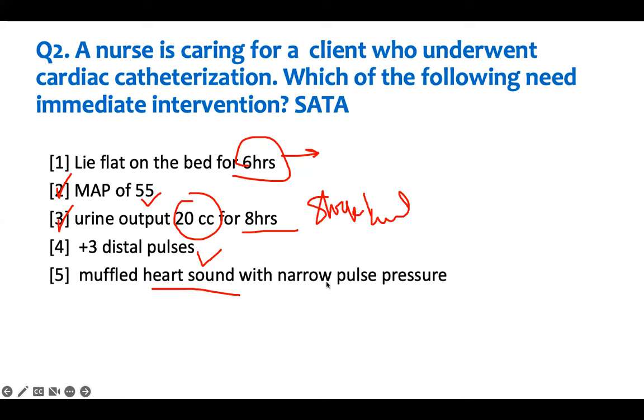The muffled heart sound with the narrow pulse pressure. We just did a cardiac catheterization, and all of a sudden we're hearing a muffled heart sound and a narrow pulse pressure. That sounds like tamponade to me. So basically, whoever did the cardiac cath may have perforated the pericardium. There's now fluid in the pericardium, and the patient is having tamponade. So we need immediate intervention on that. So 2, 3, and 5 need immediate intervention.